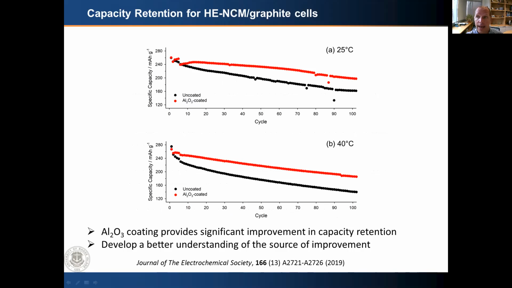outside of the development of electrolyte additives, one of the other ways that people are improving high voltage or high energy cathode materials is by coating the surface of the cathode material, which can inhibit reactions with electrolyte. And what we see here is either the cycling at 25 degrees centigrade or the cycling at 40 degrees centigrade, the alumina coating provides a significant improvement in the overall capacity retention. And what we were interested in doing was developing a better understanding of how these alumina coatings impart improved stability and improved capacity retention of these cells.